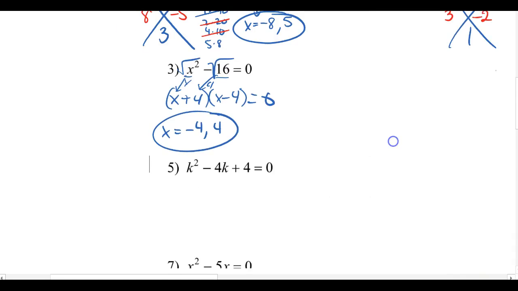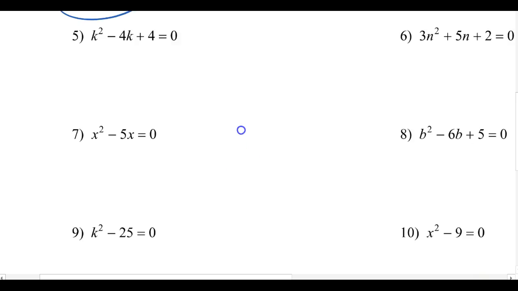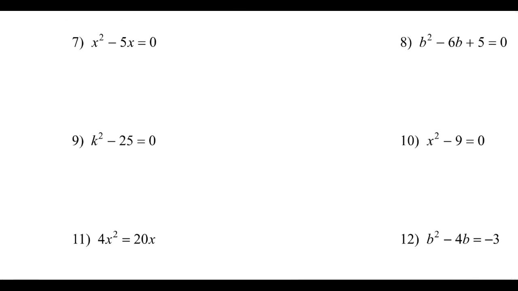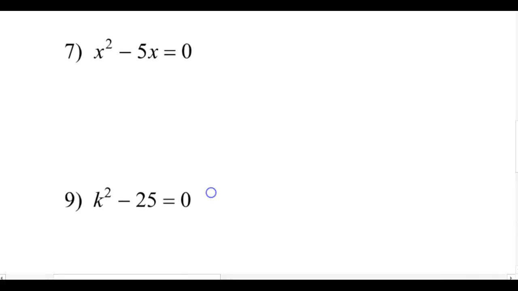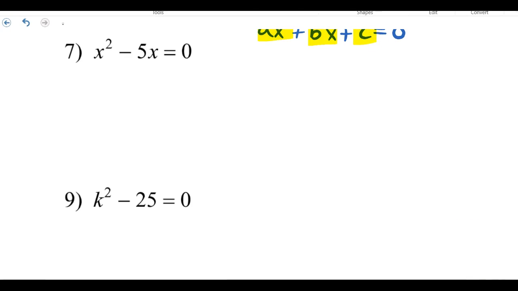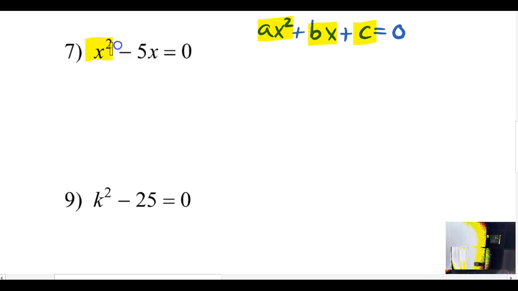Okay, now number 7. Okay, number 7 looks a little different. Now remember, all these problems have a number, a, times x squared, plus a number, we'll call it b, times x, plus another number, c, equals 0. So that has three numbers. It has 1, 2, and 3.